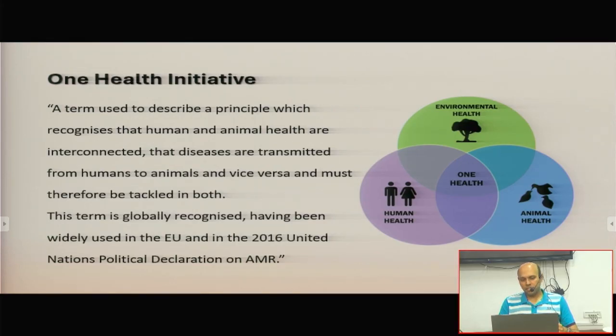This term is globally recognized, having been widely used in the EU, and in 2016 in the United Nations political declaration on AMR. You can see nicely in the picture here how human health, animal health, and environmental health are interconnected. That's true. 6 out of 10 diseases, and 3 out of 5, if I'm not wrong, new emerging diseases, have their direct link in animals. That is another thing to remember.